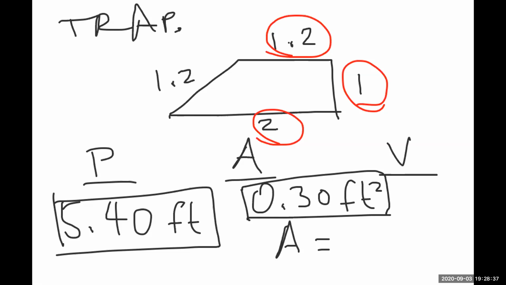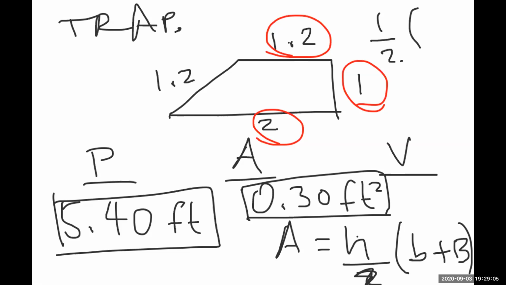Okay, area. Let's try this again, even though I recorded it. Area equals h over 2 times b plus b. Okay, that looks better. So h over 2, h is 1, so 1 divided by 2 times 1.2 plus 2 is 3.2. So that would equal 3.2 divided by 2.